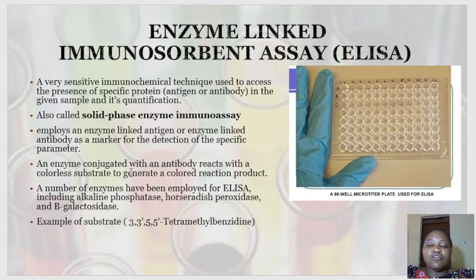So an enzyme is usually conjugated to the antibody, which now reacts with a colorless substrate, and this generates a colored reaction product. So we do have a number of enzymes that have been used in the ELISA technique, including alkaline phosphatase, horseradish peroxidase, beta-galactosidase, and an example of the substrate for horseradish peroxidase is 3,3',5,5'-tetramethylbenzidine.